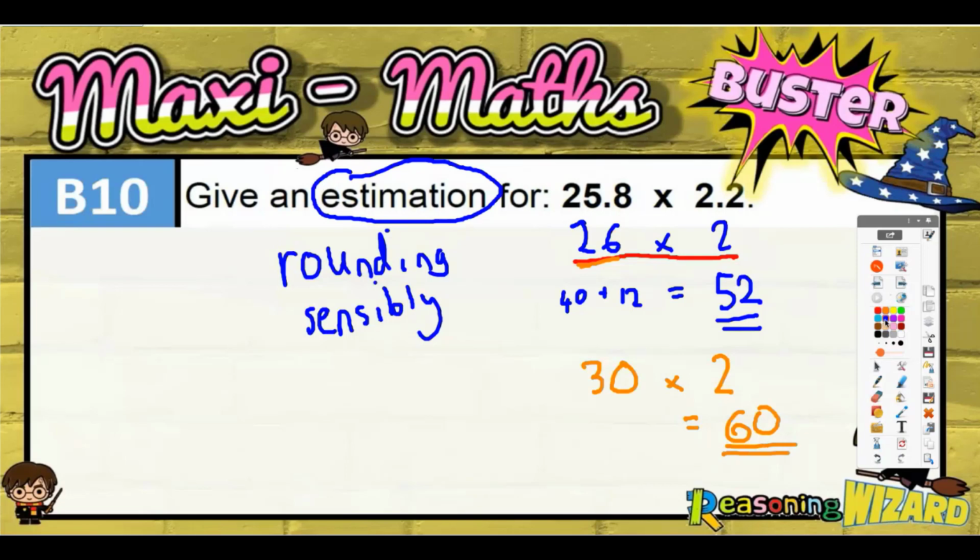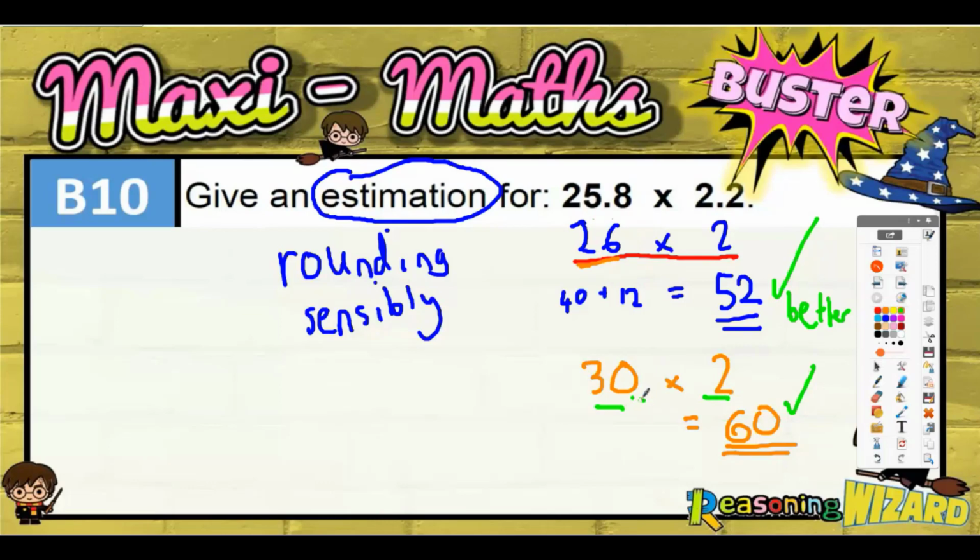Now, 52 is going to be a better answer because it's going to be closer to the real thing because I kept the 26 close to 25.8, but 60 would also be allowed because you are showing what you've rounded to, and you've rounded this one to the nearest whole number, whereas this one went to the nearest 10. As long as you show what you're rounding to, you should get the mark, but you have got to do it sensibly.